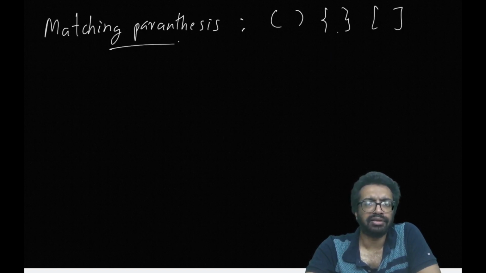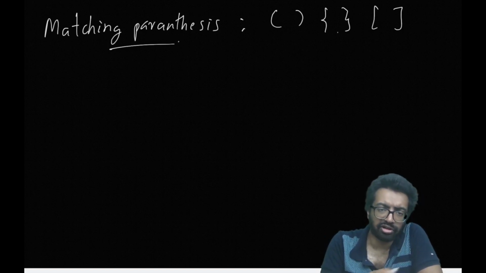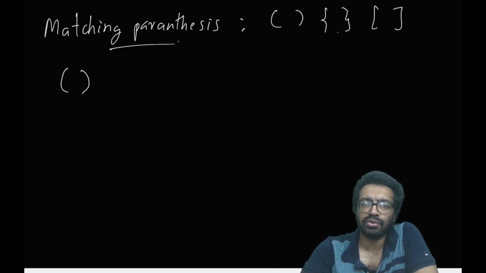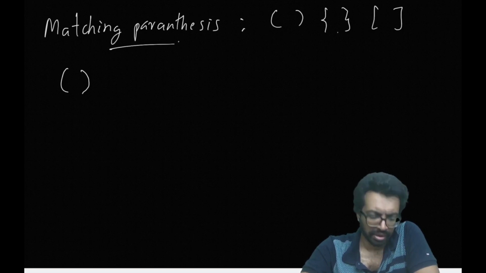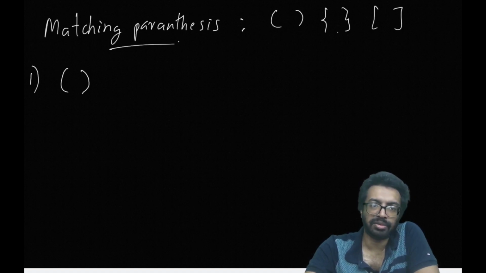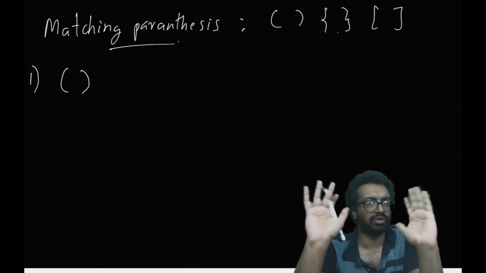And in the matching parenthesis problem, you're interested in the following thing. You're given a string of parentheses, and you want to say whether it has a matching parenthesis. What do I mean by that? I will show you with a few examples. In the first example, this represents a matching parenthesis. In the matching parenthesis, there's an open bracket and a closing bracket. This is good. This is something which we would like.